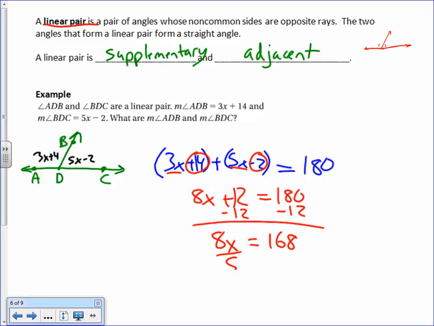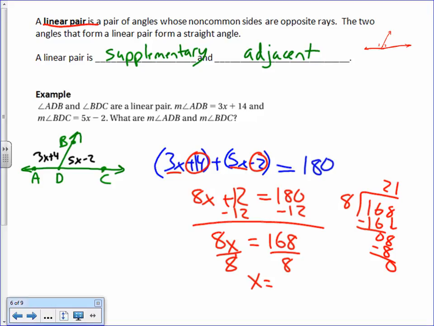And then if I divide both sides by 8, x is equal to 168 divided by 8. It goes in 2 times. I think it's going to be 21. Goes in 1 time, that's 21, so then 8. Okay, so it is 21. That's our x.